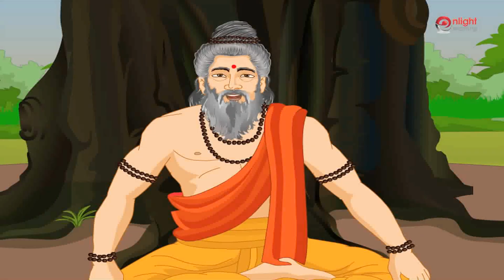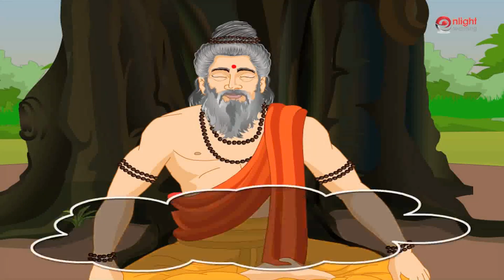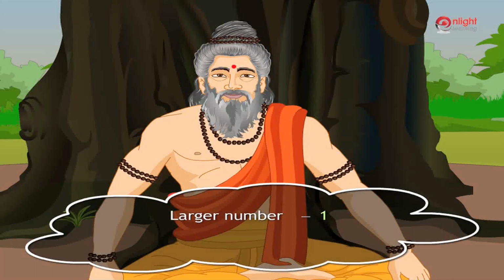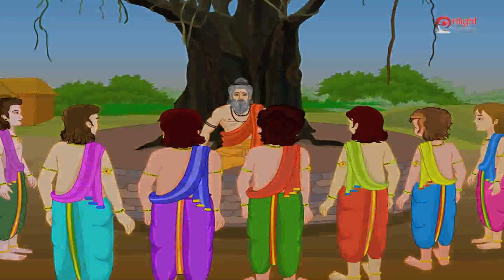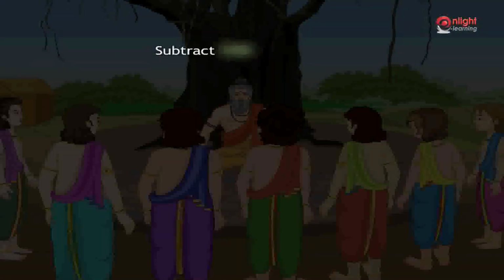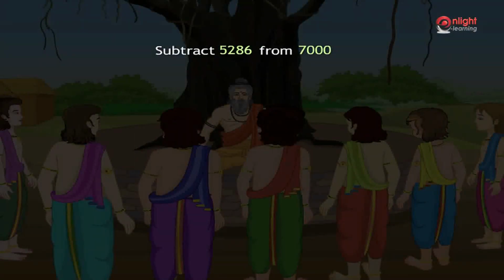Now let me teach you a shortcut method when we have to subtract from numbers with zeros. To avoid zeros in the larger number, subtract 1 from the larger number. Only subtracting 1 from one of the numbers changes the value of the difference. So, subtract 1 from the smaller number also. Look at this example. Subtract 5,286 from 7,000. Subtracting 1 from 7,000, we get 6,999. Zeros are removed from the larger number.